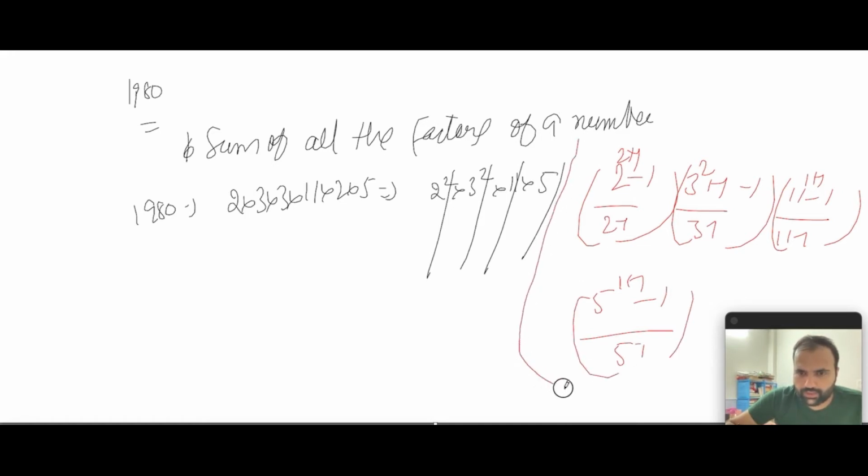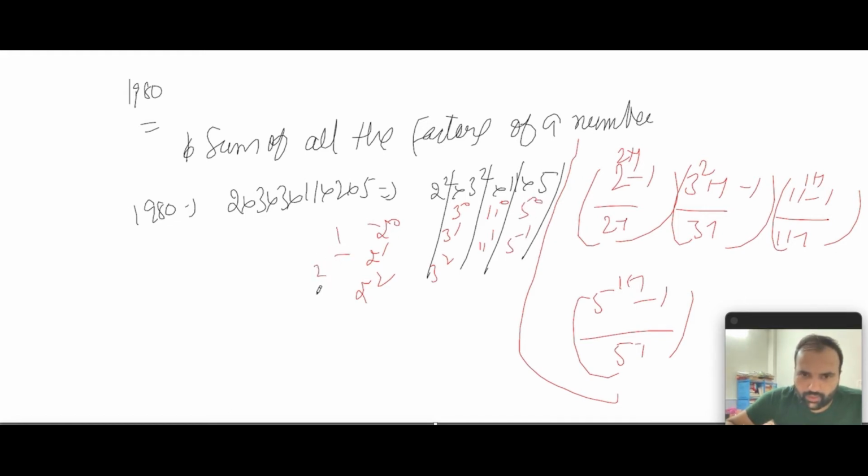So this is one way to do it. Okay, now other ways, simply see over here. 2 square means how many factors do we have in 2? 2^0, 2^1 and 2^2. In 3 square we have 3^0, 3^1 and 3^2. In 11 square we have 11^0 and 11^1, and in 5 square we have 5^0 and 5^1.